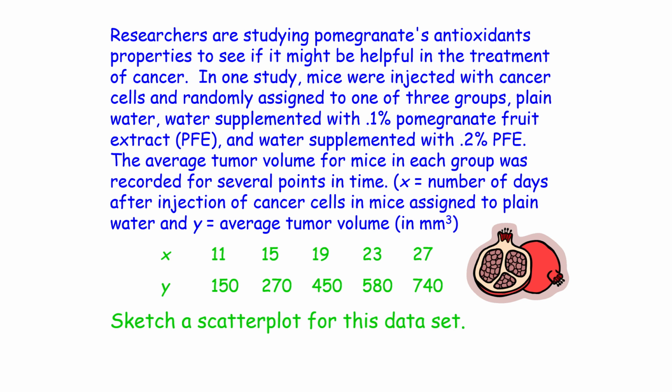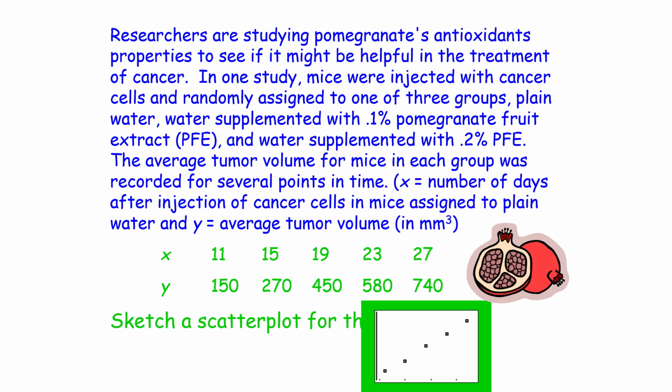So here's our data plot. So we're going to sketch a scatter plot for this data set. So I'm going to go ahead and have you do that. So I want you to push pause and put that into your calculator and go ahead and make a stat plot for that. So our stat plot should look something like this.